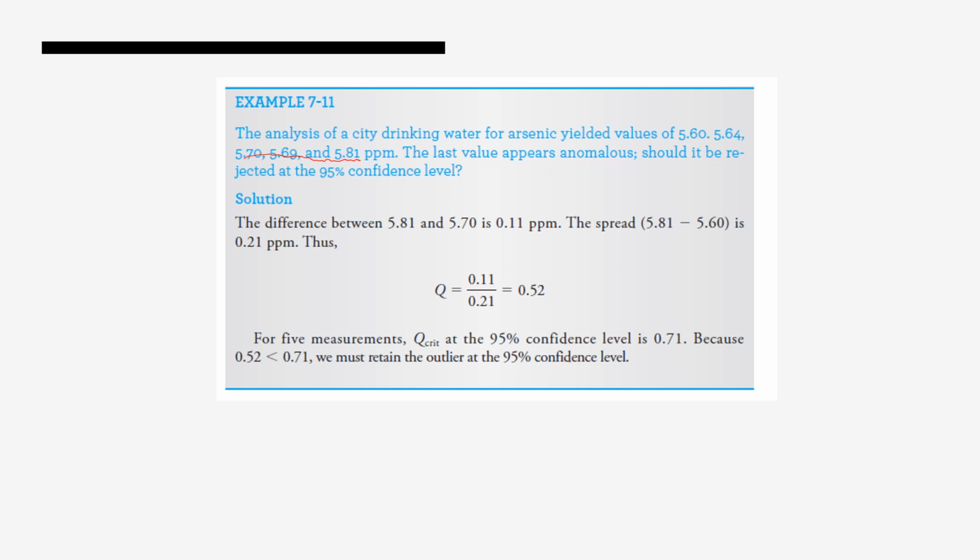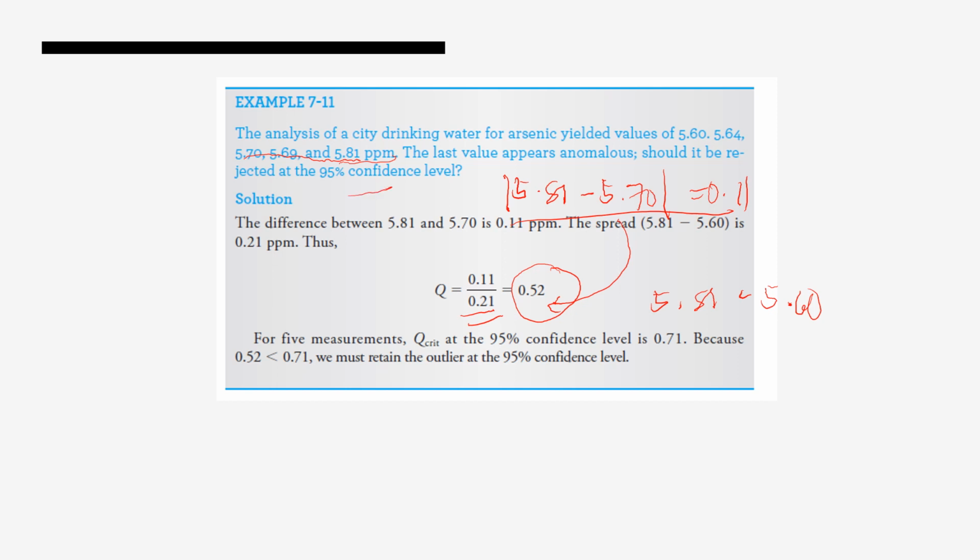Now, example here, you have this problem, you have these results. The last one appears to be anomalous according to the problem. Therefore, your questionable data, which is 5.81, should be subtracted by your nearest data, which is 5.70. It is equivalent to 0.11, divided by the spread or range, which is the difference between the highest value minus your lowest value, that is equivalent to 0.21. So your Q right there is 0.52.